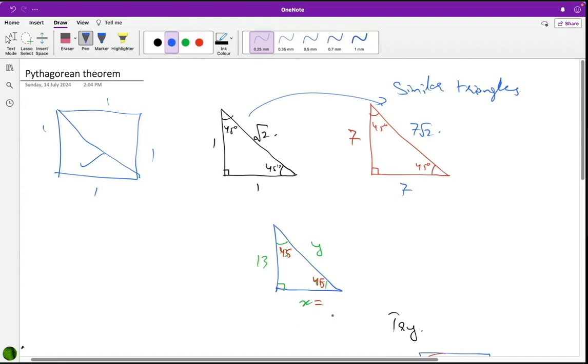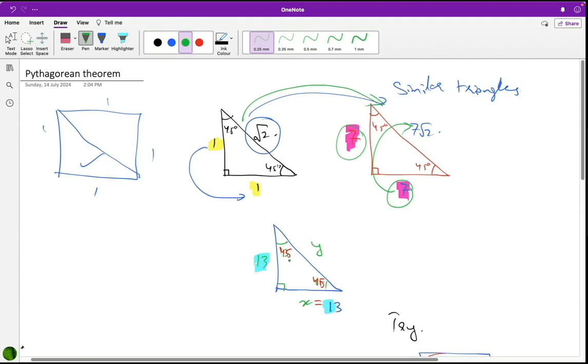So tan inverse... no. Just observe. If this is 1, this is 1 because that is isosceles. Oh, so it's also going to be 13. If this is 7, this is 7. It'll be 13 as well. So if this is 13, this is going to be 13 because it is isosceles. So when it is isosceles with 45 angles, 1, what is that? Square root 2. This is 7, 7. What is that? 7 square root 2 because I've enlarged the triangle 7 times. Now what's happening? 13, 13. So y would be 13 square root 2.